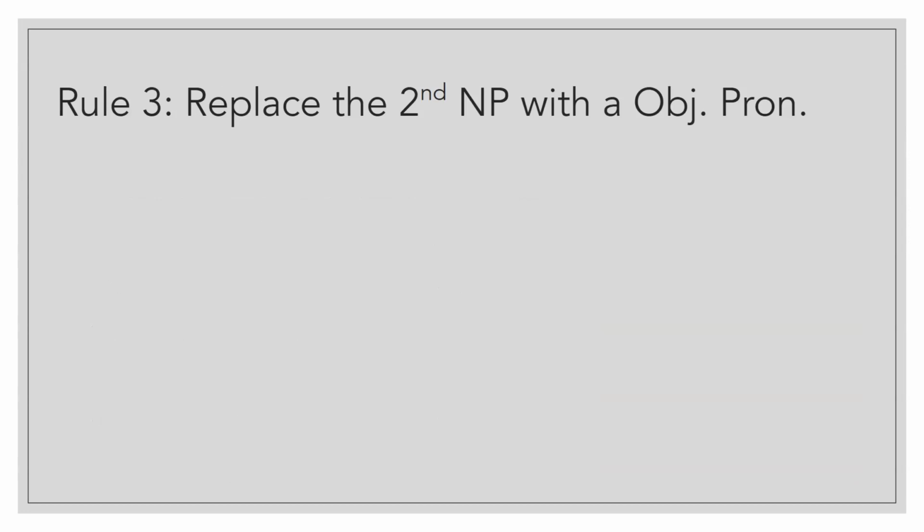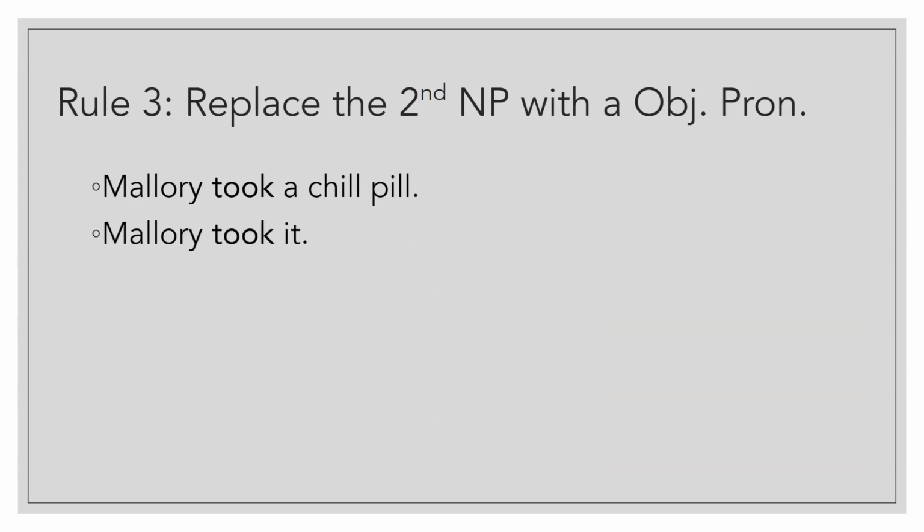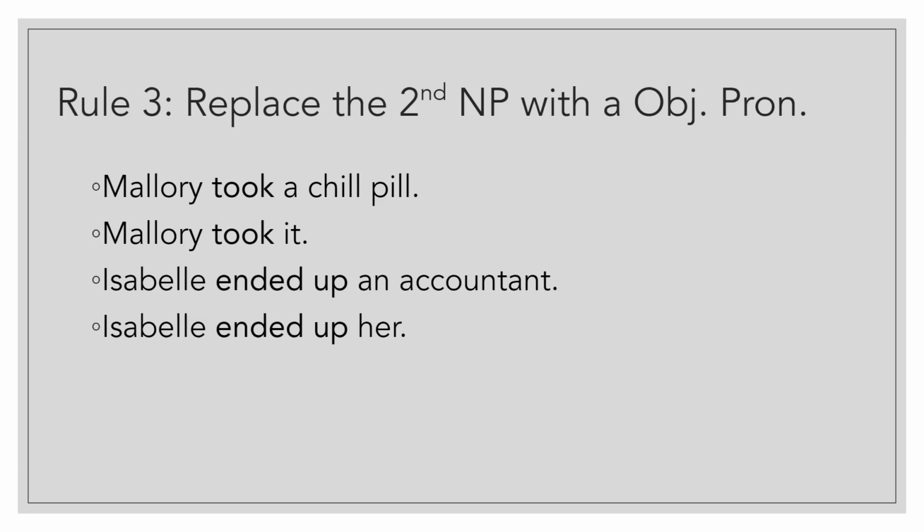Okay. Another test. You can replace that second noun phrase, again, the noun phrase that's following the verb. If it's a direct object, we should be able to replace it with an object pronoun. She took a chill pill. If that's our direct object, we should be able to replace it with an object pronoun. She took it. Okay. Isabella ended up an accountant. If accountant is a direct object, we should be able to replace it with an object pronoun. Isabella ended up her. Okay, well, I like the first one. Mallory took it. That's okay.